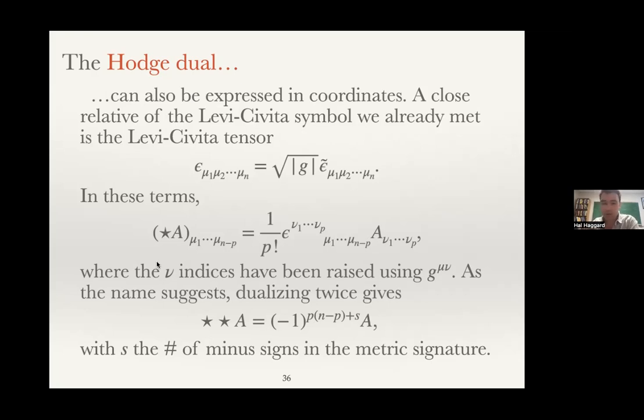And that's almost true. If we take a p form A and we Hodge star it twice, it turns out we get back A up to a minus sign. And the sign is minus 1 to the p, where that's the p form, n minus p, where n is the dimension, plus s, where s is the number of minus signs in your metric signature. So in Minkowski space, s would be 1, because we've been working in the signature minus 1, plus 1, plus 1, plus 1 for the Minkowski metric. So the Hodge star is going to turn out to be useful both here in electromagnetism and for gravity.